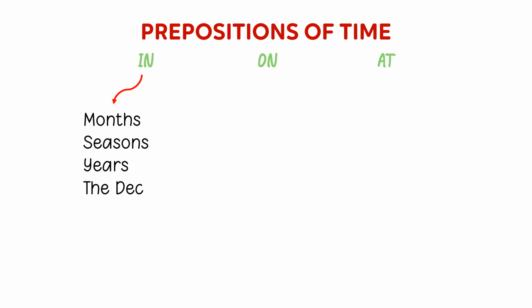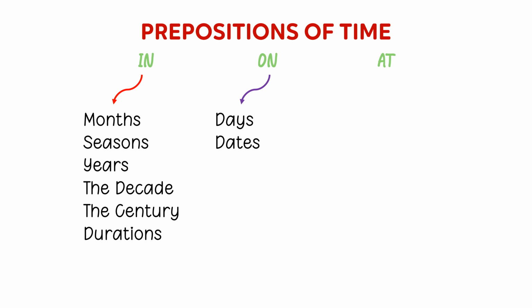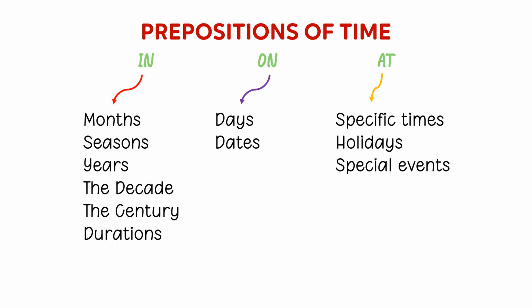Prepositions of time: in, on, at. In is used for longer periods of time, such as months, seasons, years, the decade, the century, and longer durations. On is used for specific days and dates. At is used for specific points in time, such as specific times, holidays, and special events.